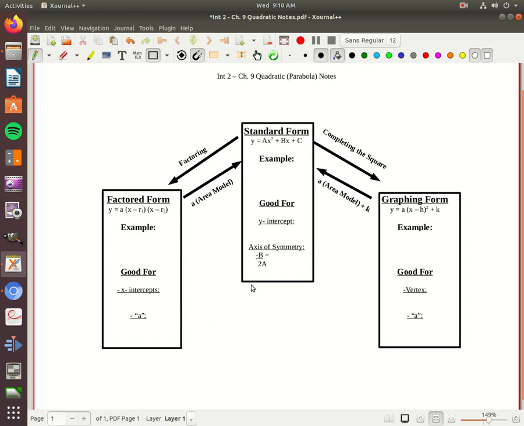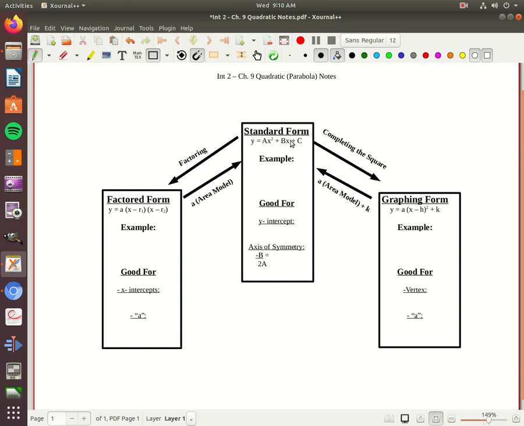Hopefully not too bad. Anyway, what I really wanted to do was show you what these parabolas look like when we're in standard form, changing from standard form into factored form by factoring, what we can learn there, changing it back using the area model times A to standard form, completing the square going to graphing form, seeing what we can figure out, and then using the area model times A plus K to move us back to standard form.